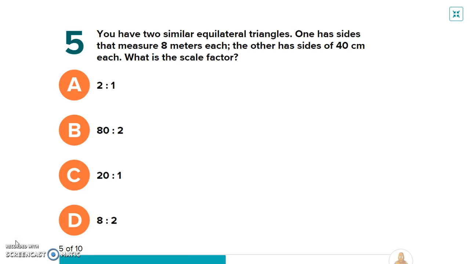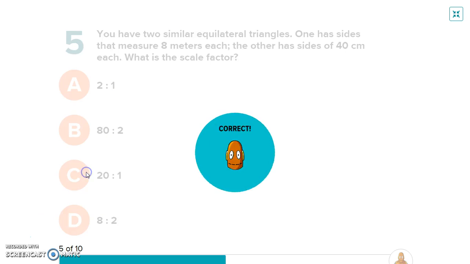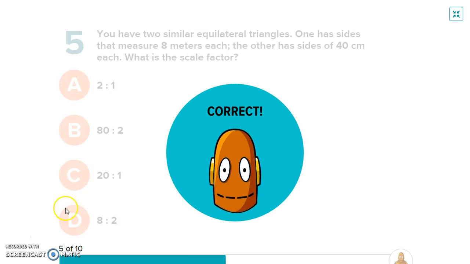Five, you have 2 similar equilateral triangles. One has sides that measure 8 meters each. The other has sides that measure 40 centimeters each. What is the scale factor? Well, if we look at our 40 to 8, we can divide that down and simplify it all the way down to C, 20 to 1.